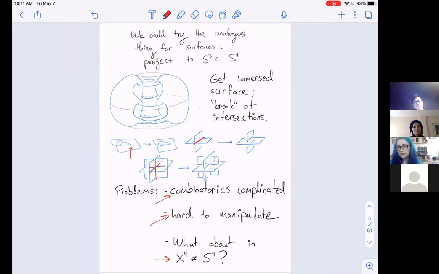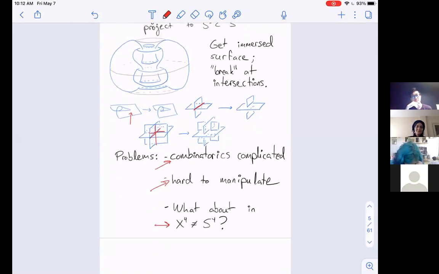I should mention that some people really do use these kinds of diagrams. Scott Carter, Saito, what's Saito's first name? Masahico, maybe, Saito? Carter and Saito have written a few books where they study surfaces, and these are their favorite kinds of diagrams. But I would say that they're uniquely good at using these. I find it very difficult.